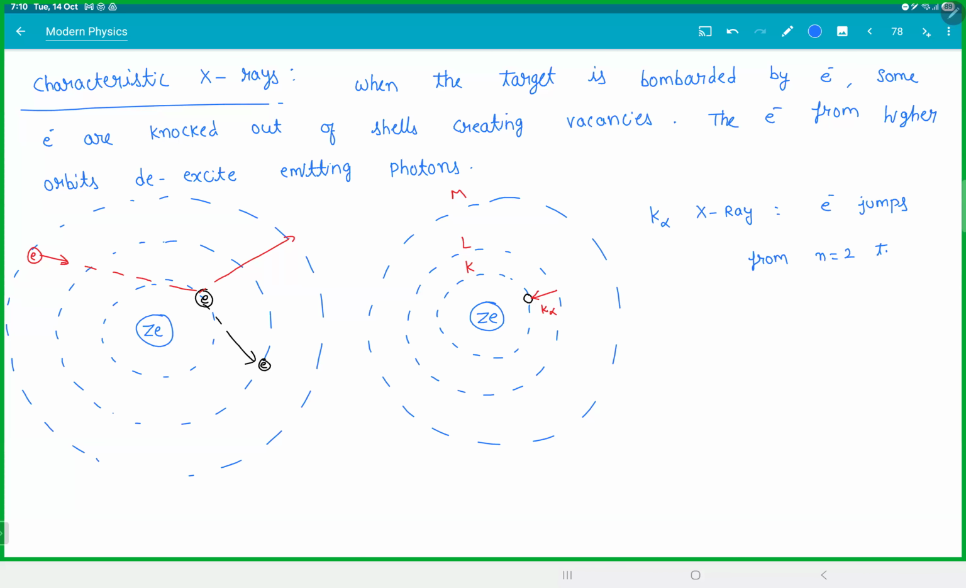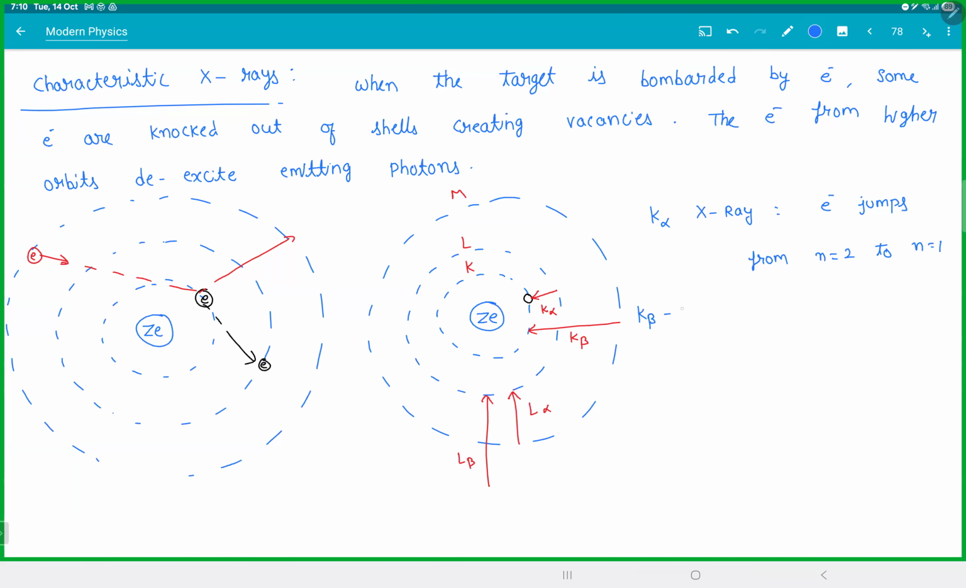Suppose you jump from 3 to 1. Again, you're jumping to the K shell. Second possibility, we call it K beta. You're getting how to read that? If I say K gamma, it means you're jumping from 4 to 1 shell. Similarly, if there's a vacancy in the L shell, if you jump from here, this is L alpha. You're jumping to the L shell and the first possibility. L beta. So generally, these are the 4 X-rays you get.